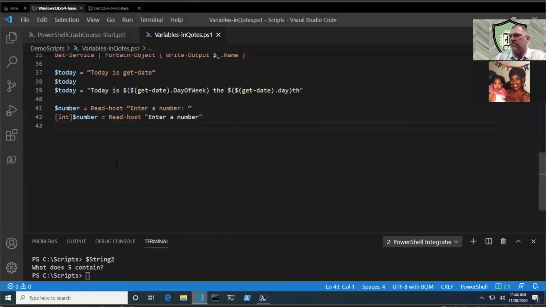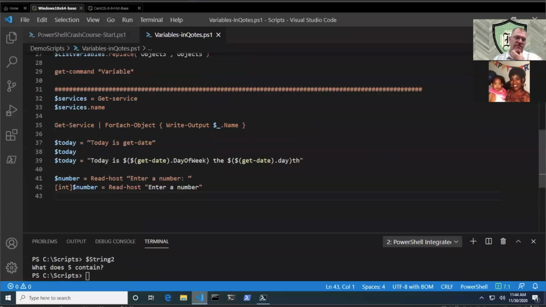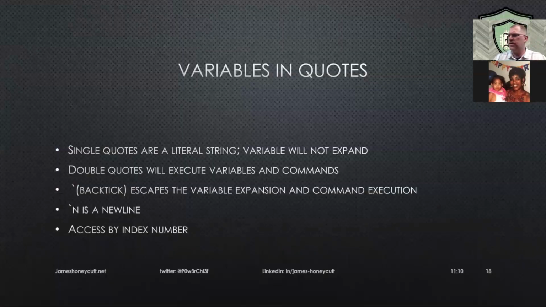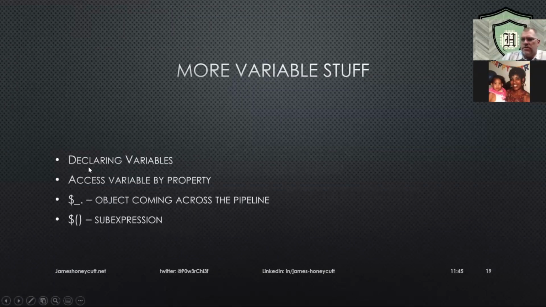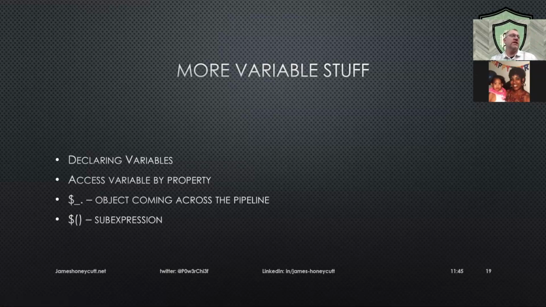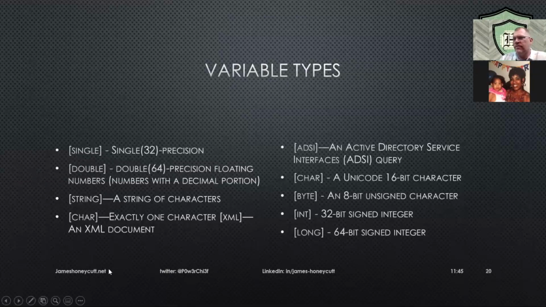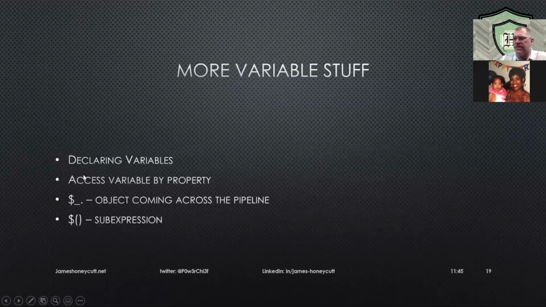All right, what else do I have left? That's it for the demos on variables, but I do have more things to talk about. We talked about declaring a variable. What we didn't talk about was $_. When you're sending things across the pipeline, you might not know what name it has, and you may only want the member type or the property that's associated with it. That's what you'll do here. What $_. means is, whatever is coming over the pipeline, grab the property.